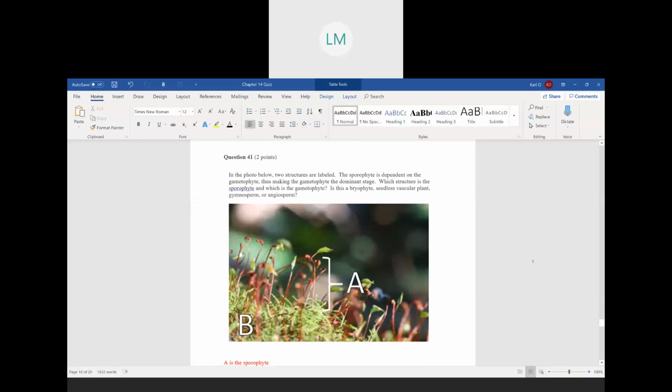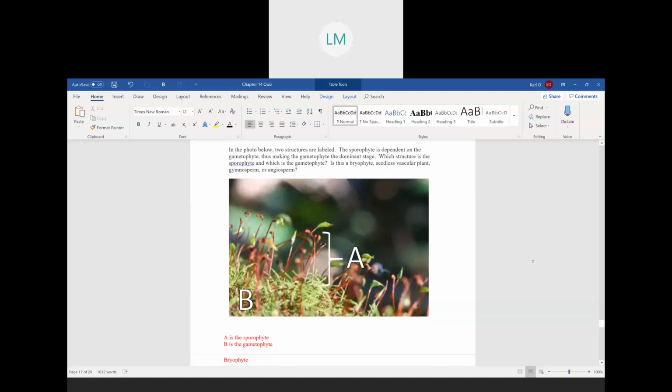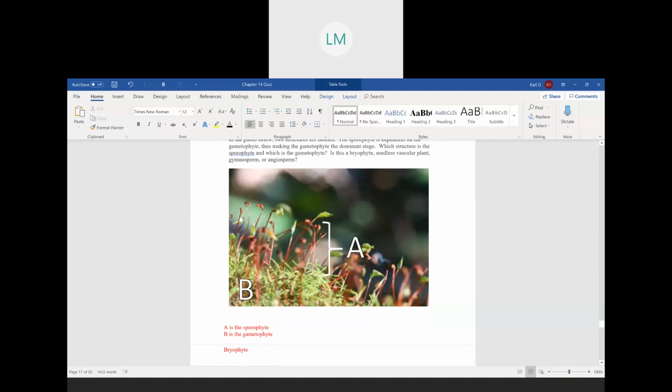Question 41, we've got a photo here with two structures labeled. The sporophyte is dependent on the gametophyte, thus making the gametophyte the dominant stage. Which structure is the sporophyte and which is the gametophyte? And is this a bryophyte, seedless vascular plant, gymnosperm, or angiosperm? So A here is the sporophyte and B is the gametophyte. So the gametophyte are the green leafy bits down here, and the stalk that comes out of the gametophyte is the sporophyte. And this is a bryophyte, right? The only type of plant that we talked about with a dominant gametophyte stage is the bryophytes. So you needed to answer both of those questions, labeling A and B and saying what kind of plant it was to get full credit.